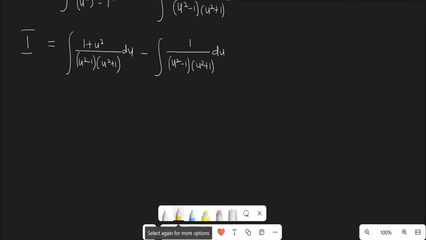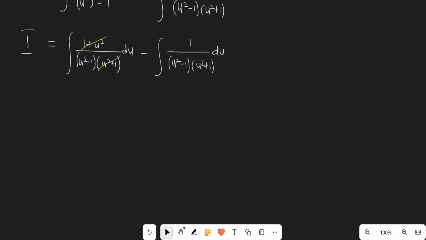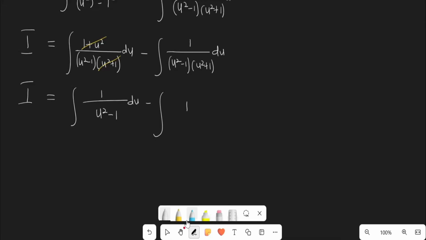Alright, when I do that, there's going to be a cancellation. This one is going to cancel this one out. What you are left with is I equal to the integral of 1 all over u squared minus 1 du, and this one is the integral. So here I'm going to add u squared and then subtract u squared in the numerator. This is what I have, and I'm going to divide it by u squared minus 1 multiplied by u squared plus 1, like this.